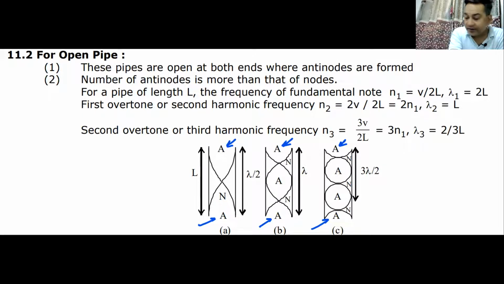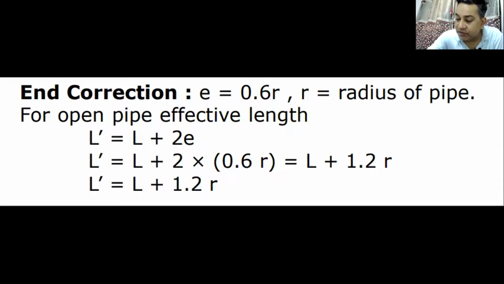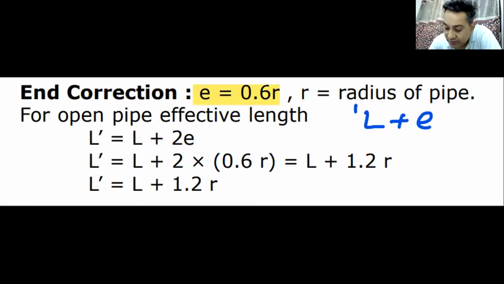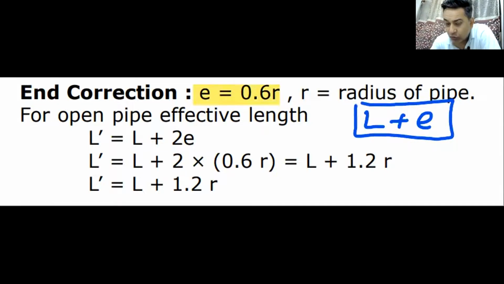If you remember correctly, that end correction E was given as 0.6 R. Do we recollect this? Can I have some raise hand that we recollect this? 0.6 R, where R was the radius of the pipe. Now remember, in a closed pipe we had one open end, and therefore for a closed pipe the correction was L plus E. We only added one E because it was open at one end.